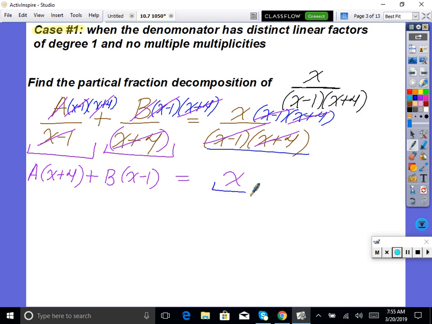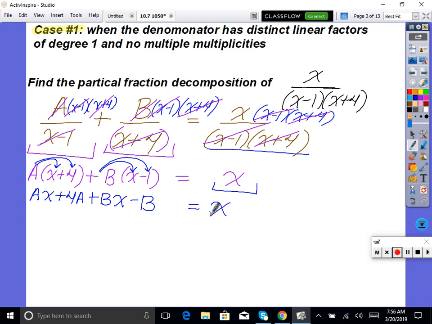Now, we're going to leave this side alone and just focus on this side and start actually multiplying this out. So this would be ax plus 4a. Moving on, positive b times x, so plus bx. Positive b times negative 1, so minus b. And in the end, we want it to equal x.